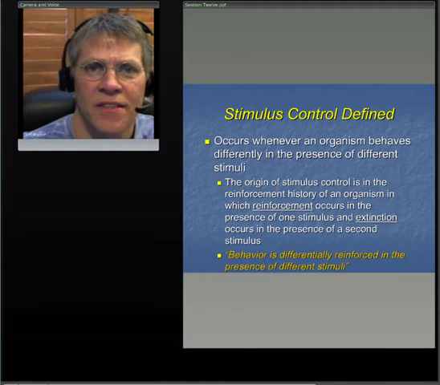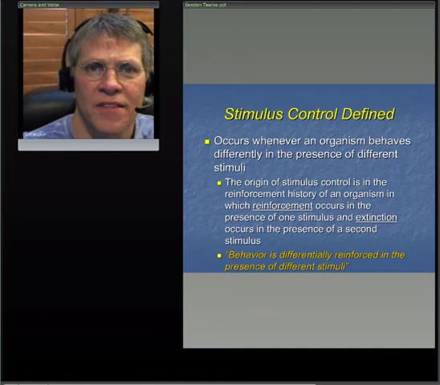Okay. Now, we could talk about stimulus control, and it occurs whenever we have a situation in which an organism behaves differently in the presence of different stimuli. That is stimulus control. We say that the stimuli control the response in a different manner. And we do this all the time. We do respond differently to different stimuli.